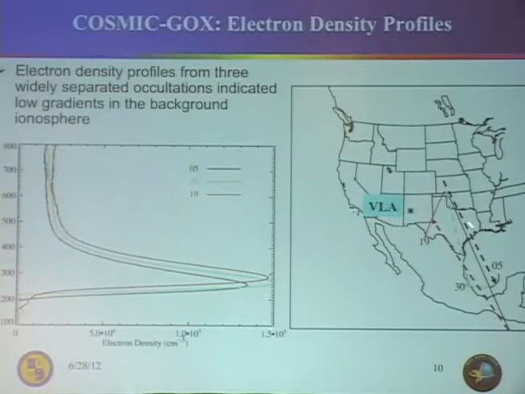This is just an example of some of the data from COSMIC. These are a set of the occultations that were made, and these are essentially the electron density profiles produced by Abel inversion of those profiles. And you can see on this particular day during this campaign, the ionosphere was actually pretty quiescent, and there was very low gradient in this region, height-wise and density-wise as well.